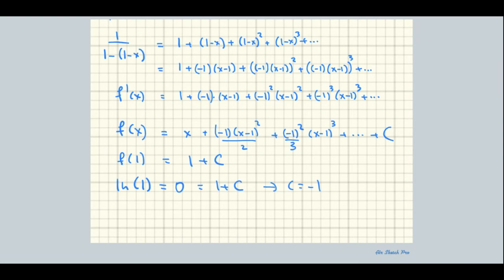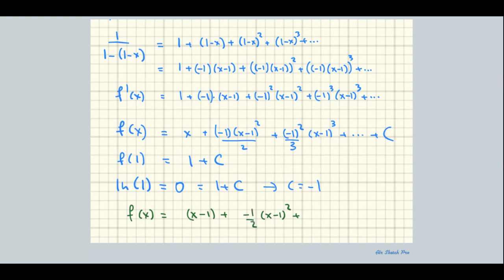And now we have f of x. I'm actually ready to write down the answer, huh? f of x is x minus 1, because c is negative 1, right? And I already had an x, yeah? This is like x plus c right here, that's x minus 1, plus negative 1 over 2 times x minus 1 squared plus negative 1 squared over 3.